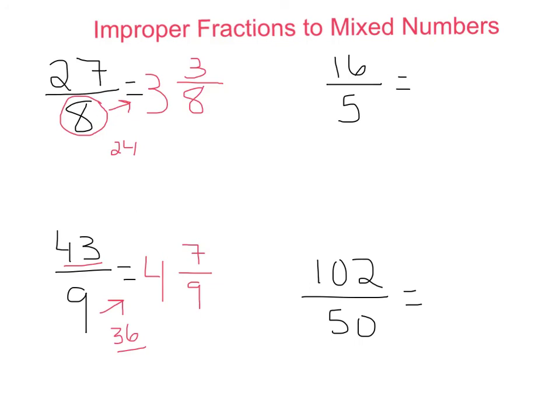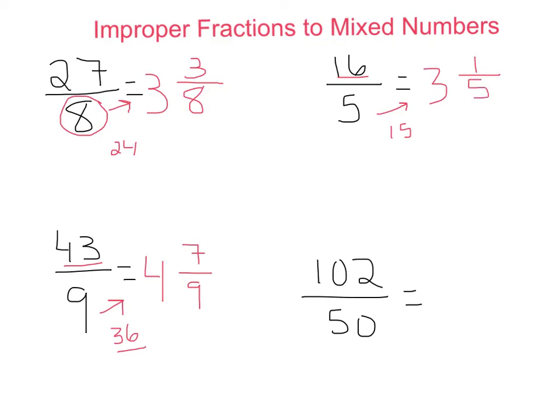Okay, let's keep going. 16 over 5. 5 goes into 16 3 times because 5 times 3 is 15. And 15 is 1 away from 16, so 3 and 1, keep the denominator, 5.